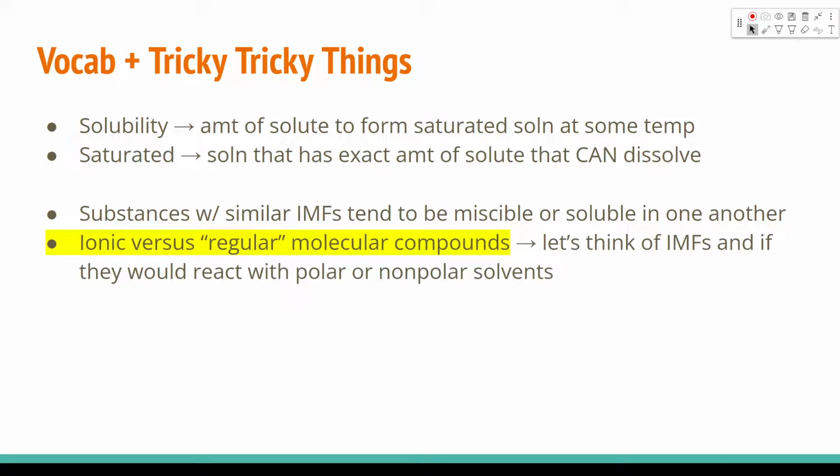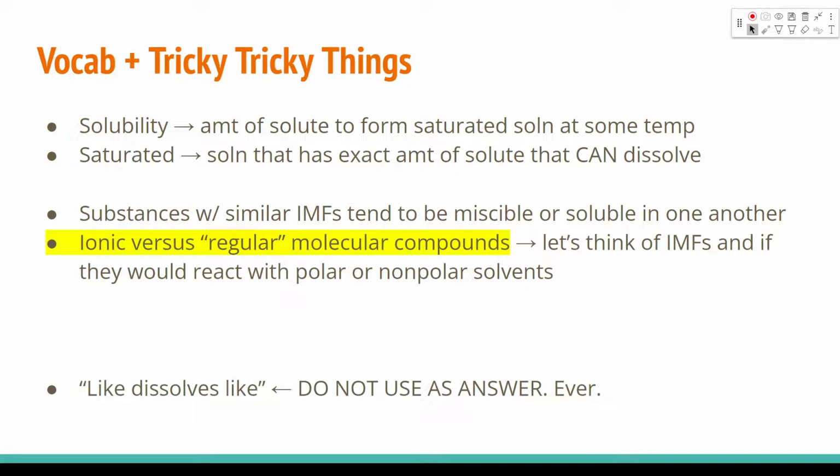Ionic versus regular molecular compounds. If you think about IMFs, ionic has full charge, versus molecular compounds that are polar, which have partial charges. So ionic stuff tends to dissolve in things that are more polar. That's why water is good at dissolving ionic salts. If I add, for example, sodium chloride into water, that's ionic, so it's easy to dissolve in water.